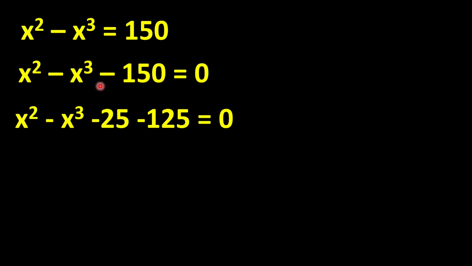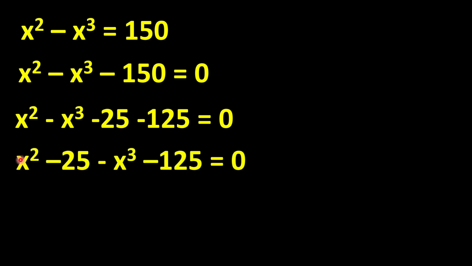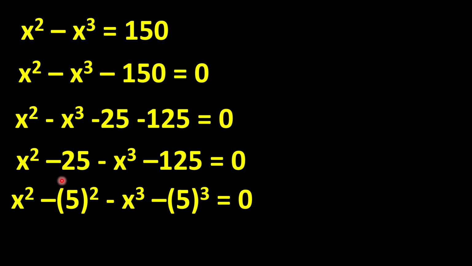And now we will split this minus 150 into minus 25 minus 125, which is equal to 0. And now we will rearrange these values. So this equation will become x square minus 25 minus x cube minus 125 equal to 0. And now we can write this equation as x square minus 5 square, which is equal to 25, and similarly minus x cube minus 5 cube. So 5 cube is also equal to 125, and the whole is equal to 0.